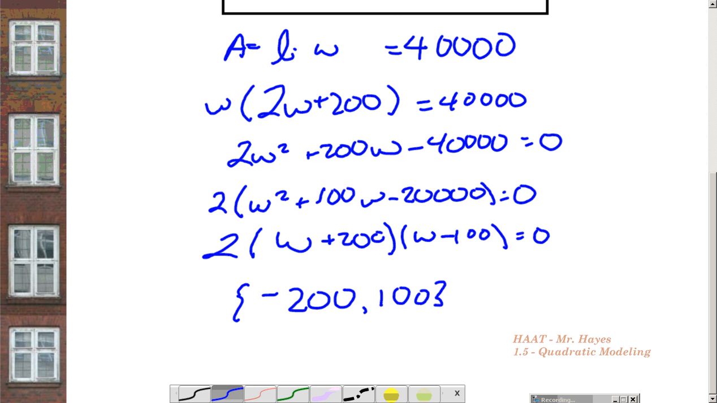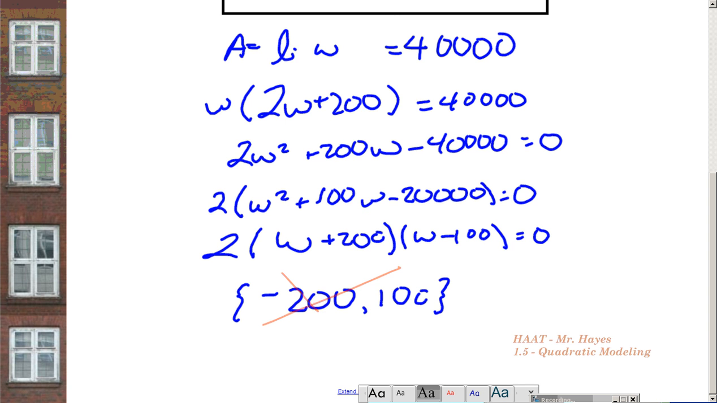Yay. But wait, you're not done. First of all, that looks like a 3. Second of all, you have to check context. Does it make sense that you could have a width of 100 yards? Yes. Does it make sense that I have a width of negative 200 yards? No. So we're going to cross that one off. That does not work. And so our answer is going to be, and the width is, you know what, let's try this.